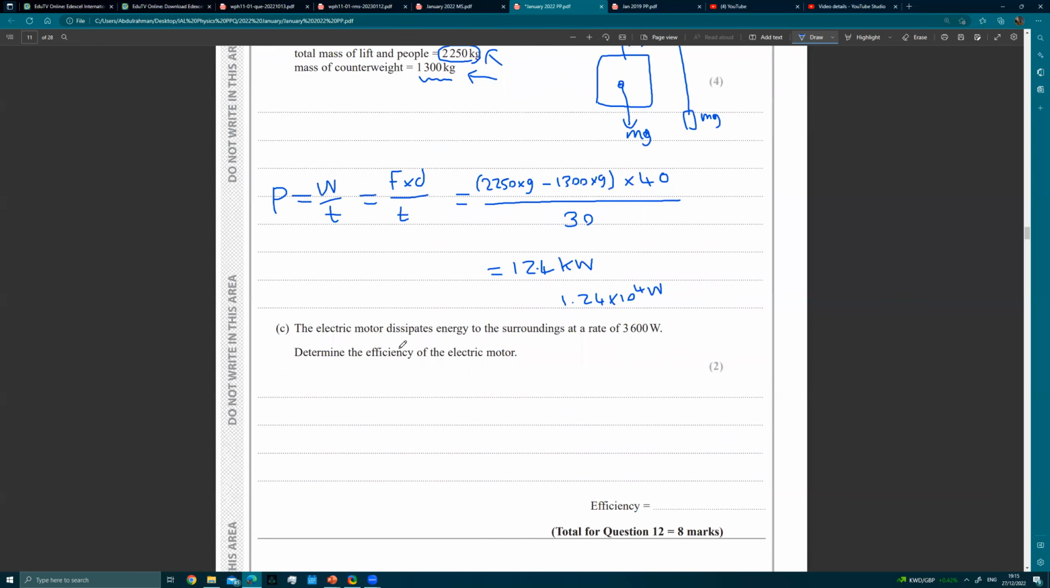So yeah, let's carry on. The electric motor dissipates energy to the surroundings at a rate of 3,600 watts. Determine the efficiency. You would all have told me you start by writing efficiency is useful energy over, or useful power, because we're talking about power here, useful power over total power. Okay, I'll give you 1 minute, and then Isa is going to tell us his answer.